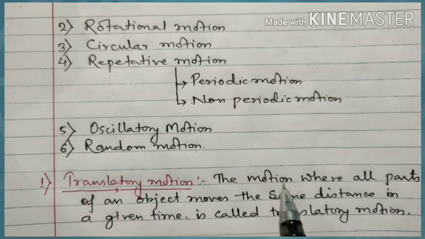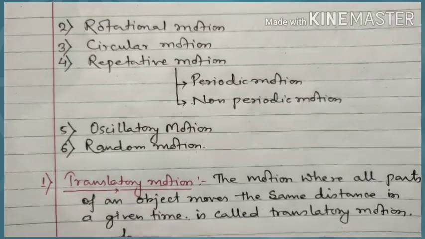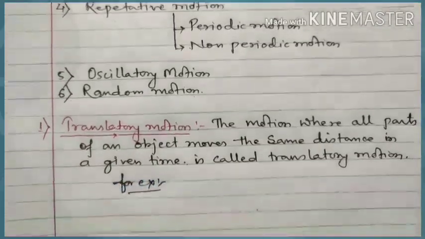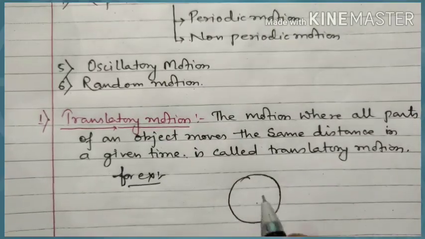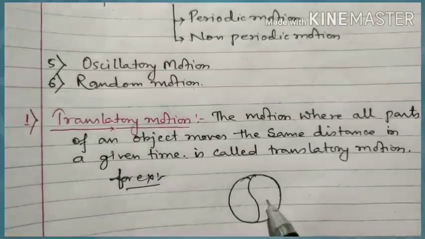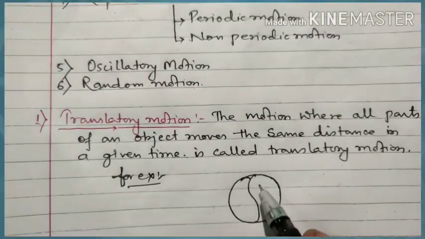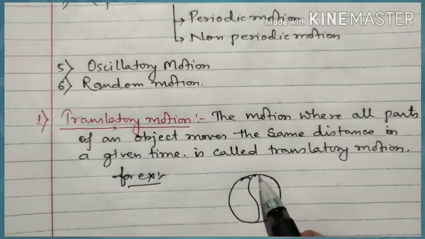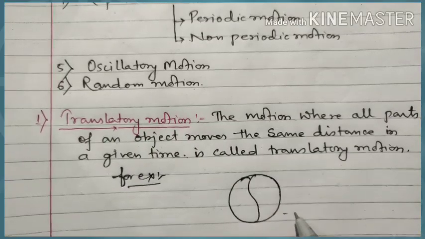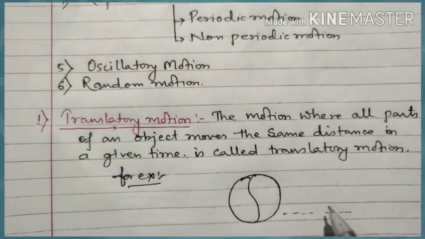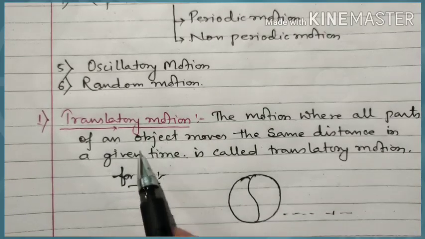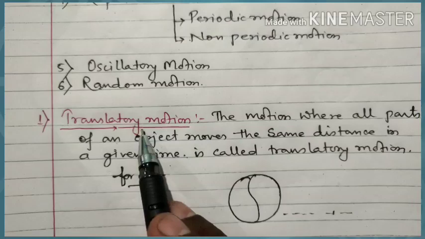The definition is saying the motion where all parts of an object move the same distance in a given time is called translatory motion. Let us see an example to make it more clear. For example, let us take a ball. Suppose this is a ball, a cricket ball. Now, a cricket ball has a face. Every side, when you touch a cricket ball, you will see everywhere there is a face, and when it rolls down, the face of the ball will always cover the same distance in the same time. This type of motion is called translatory motion.